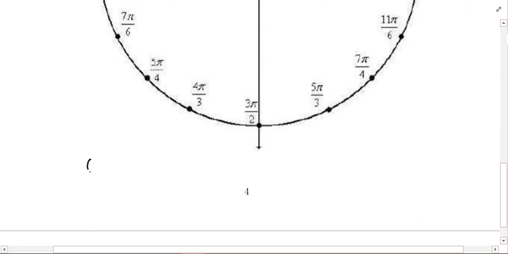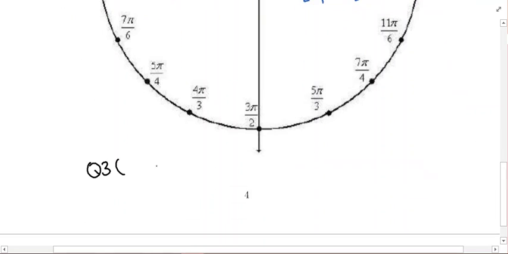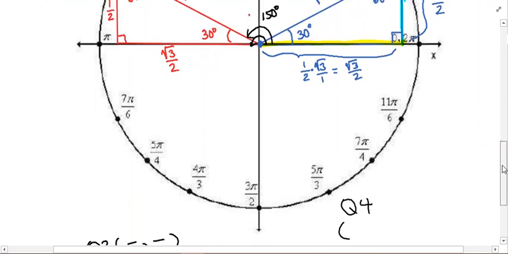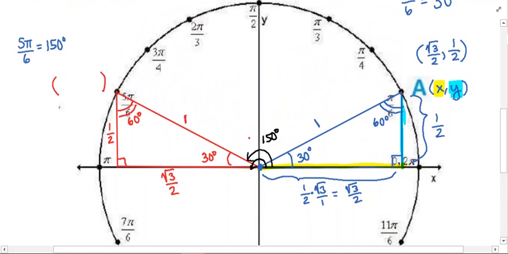In quadrant 3, what happens? Quadrant 3 is right here. You have negative x values and negative y values, so they're both negative. And then if you go to quadrant 4, which is over here, you have positive x values and negative y values. So that's going to give us the difference here.